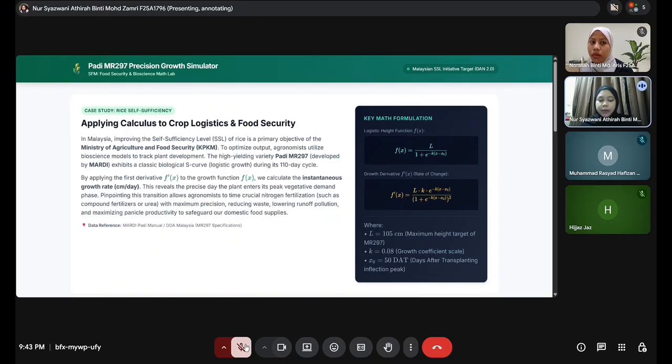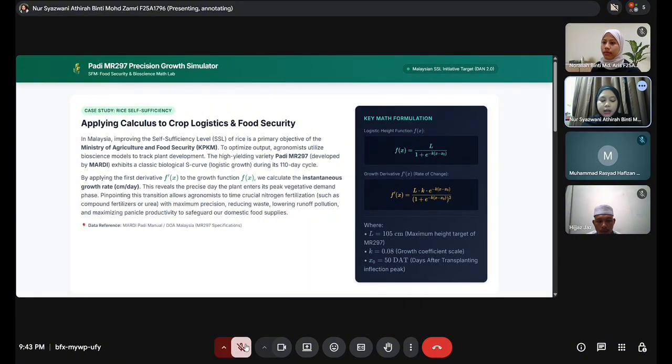One challenge faced by farmers is determining the best time to apply fertilizer and manage crop growth. If fertilizer is applied too early or too late, the plants may not absorb nutrients efficiently, leading to lower yields and unnecessary costs. To address this issue, scientists and agronomists use mathematical models to understand plant growth patterns.